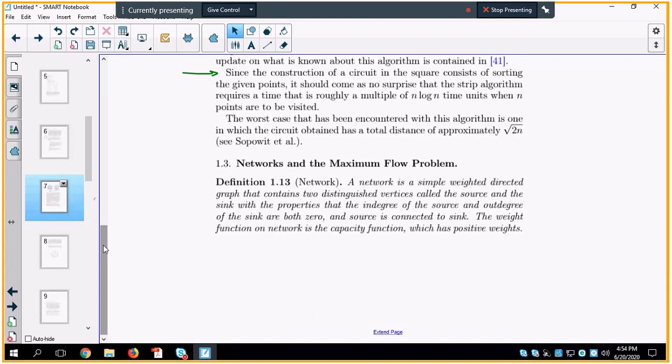The other type of problem that we wanted to visit in this lecture is the maximum flow problem. In order to discuss maximum flow, we need the definition of a network. A network is a simple, weighted, directed graph that contains two distinguished vertices called the source and the sink, with the properties that the in degree of the source and the out degree of the sink are both 0.